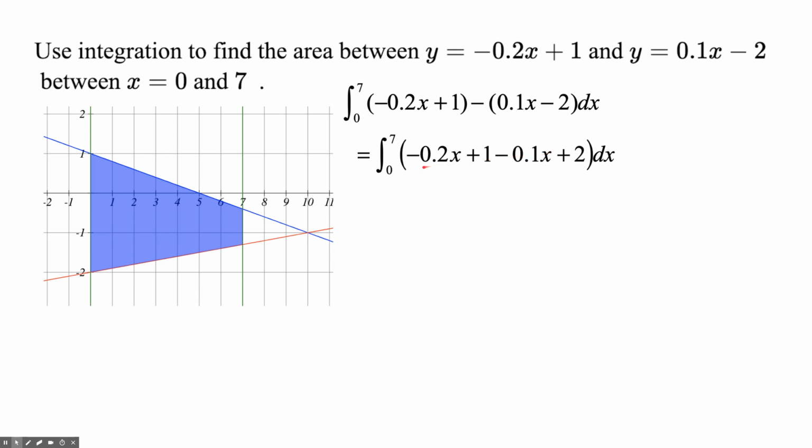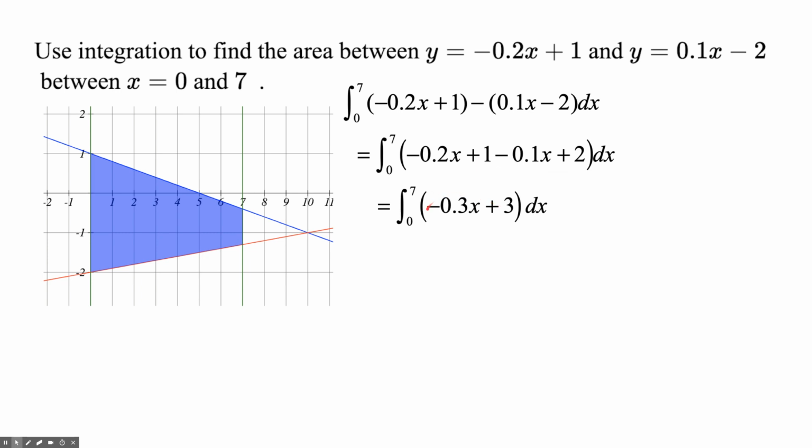If I combine like terms, negative 0.2x and negative 0.1x are going to give me negative 0.3x, and then positive 1 here, and then positive 2 over here is going to give me 3. So this is just a little bit easier to integrate than the original function up here. So a little bit of simplification can go a long way.